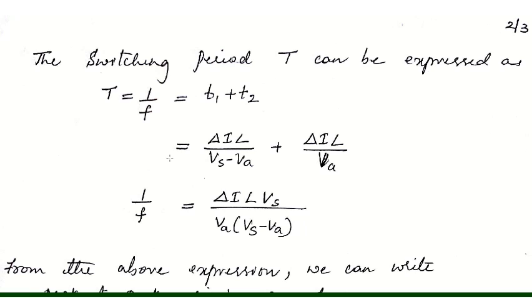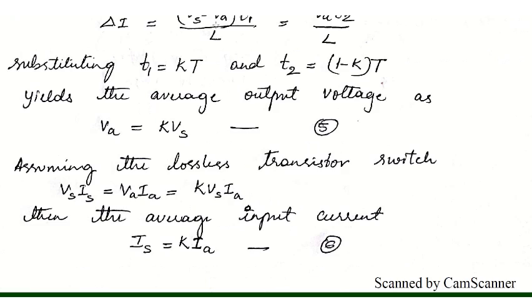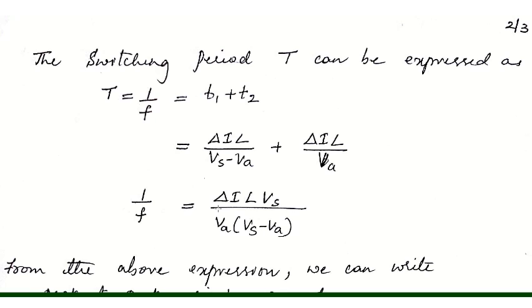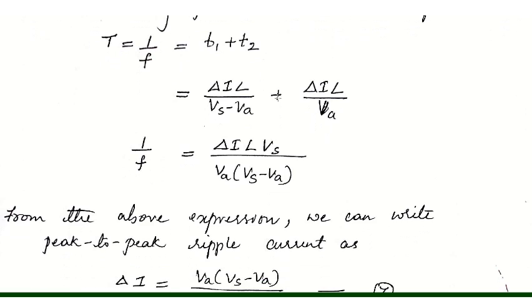Next, now the switching period T can be expressed as 1 by f, right? The chopping period, capital T, can be written as 1 by f, which is nothing but T1 plus T2, that is on time period plus off time period, right? So T1 plus T2, substituting T1 as delta IL by (Vs minus Va). Where do you get this? You get this from equation number 2. And in terms of T2, substitute delta IL by Va. So substituting that here, just rewriting 1 by f is equal to delta IL into Vs by Va into (Vs minus Va). Just making some simplification there.